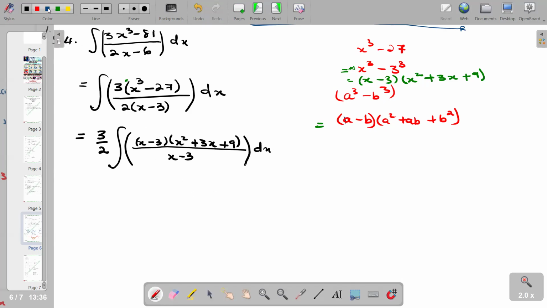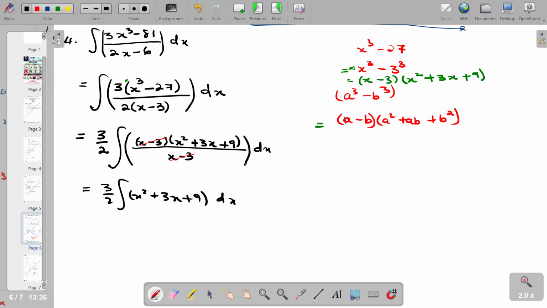This part, if we check, this part on the numerator is the same as this part on the denominator. So they divide each other. So it means here we are now left with 3 over 2 integral of, what's that? It's going to be x squared plus 3x plus 9 dx.